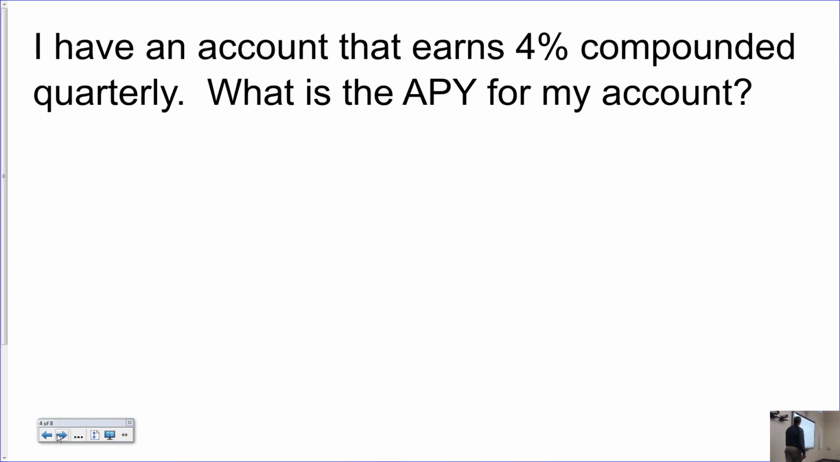All right, so, APY. Earns 4% compounded quarterly. How do we do APY again, folks? It's a long way and a short way. Let's do it the short way. I don't like the long way.